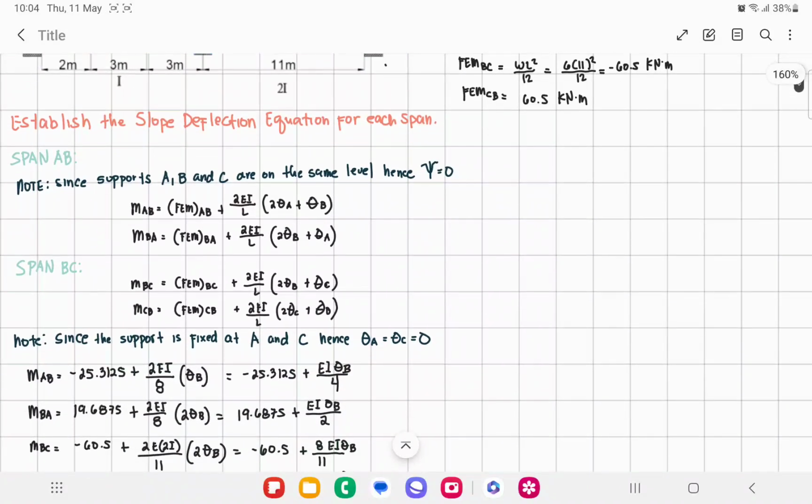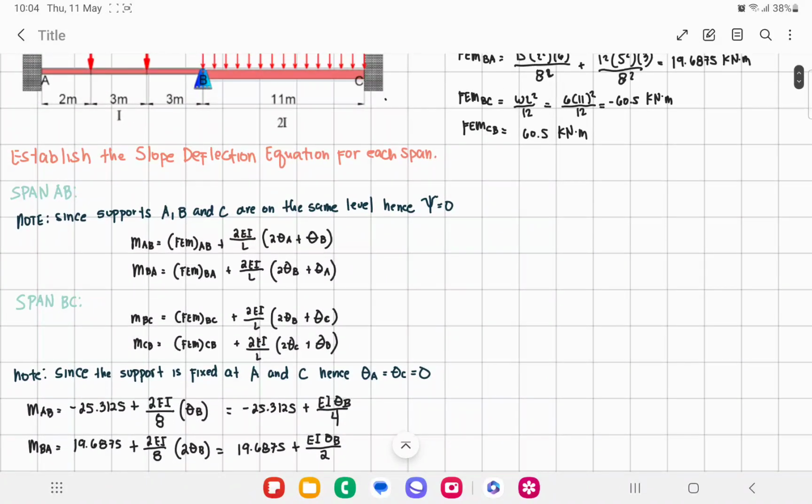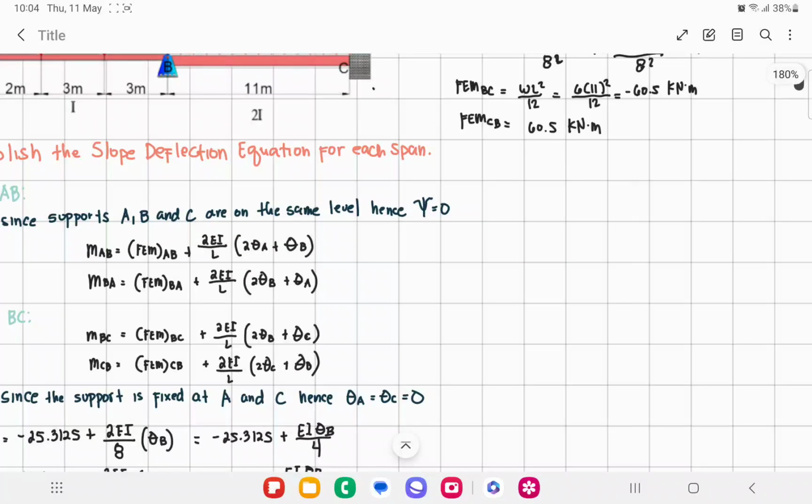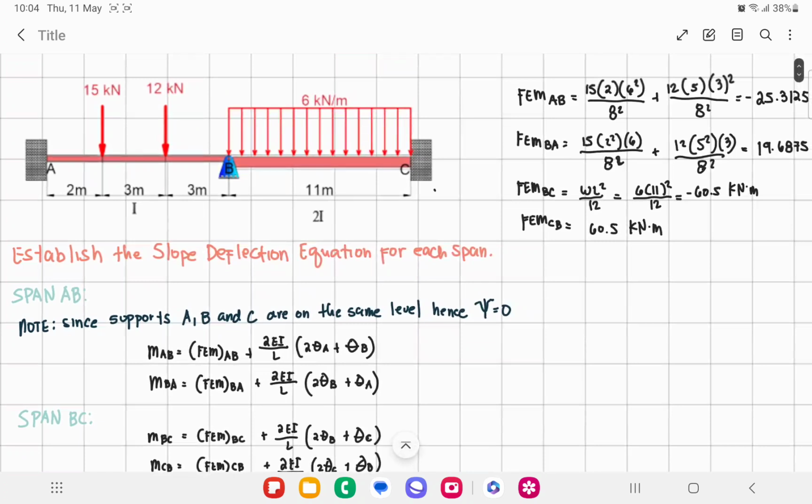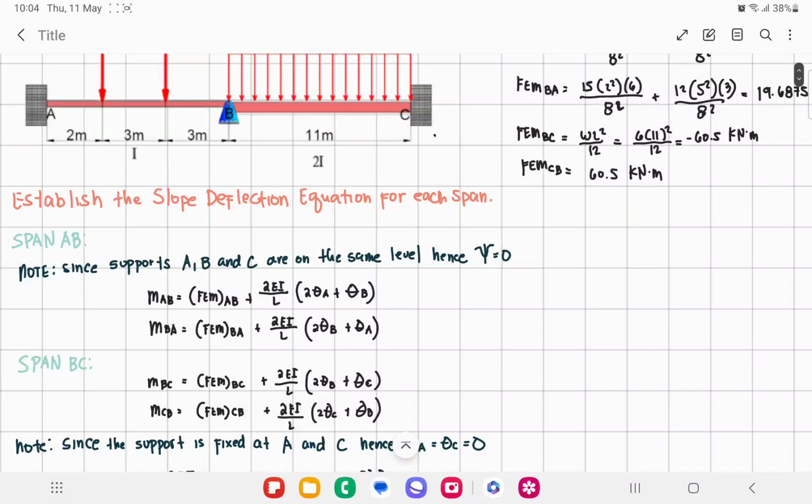So, first is to establish the slope deflection equation for each span. For span AB, as you can notice, the supports A, B, and C are on the same level. Hence, we have no support settlement, or psi. So, our psi is equal to 0. Therefore, our equation will only look like this.